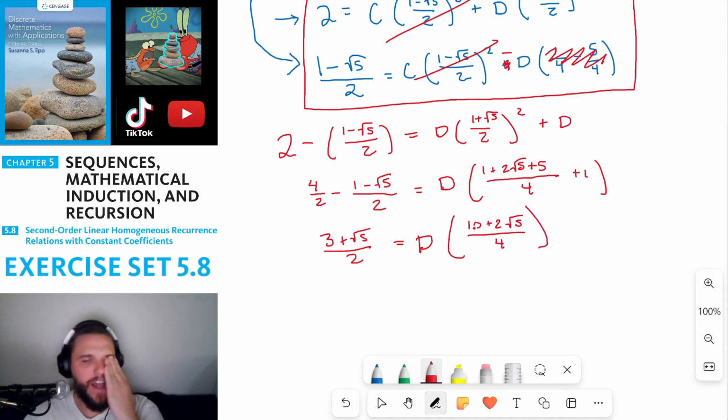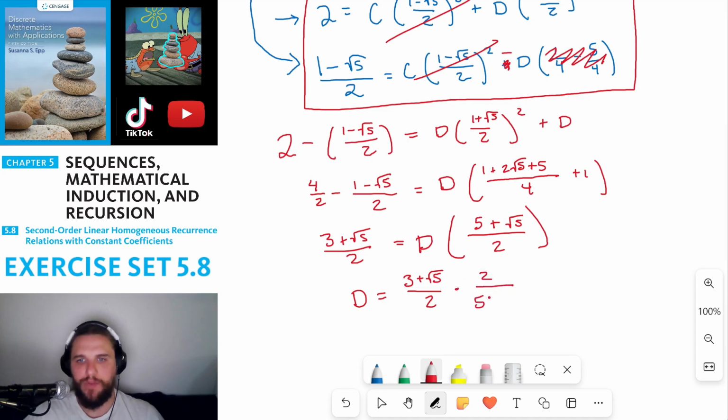But this can be reduced by canceling a factor of 2 in both the numerator and denominator. And so this 10 becomes a 5, this 2 becomes a 1, and this 4 becomes a 2. So this is 5 plus root 5 over 2. And then we can multiply both sides by the reciprocal, which is 2 over 5 plus root 5. So d equals 3 plus root 5 over 2 times 2 over 5 plus root 5.